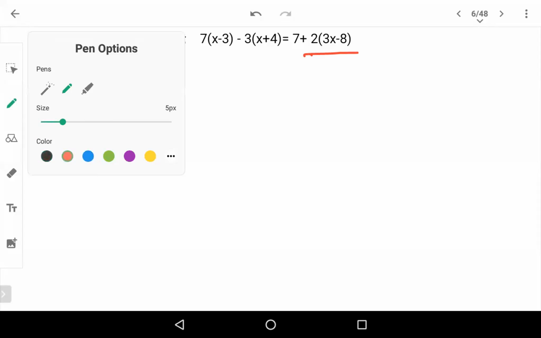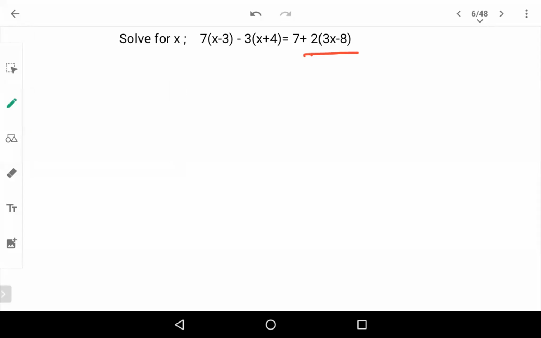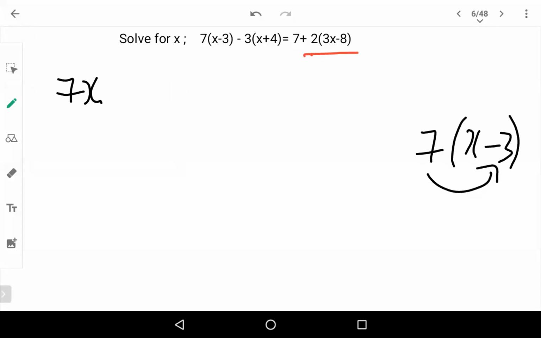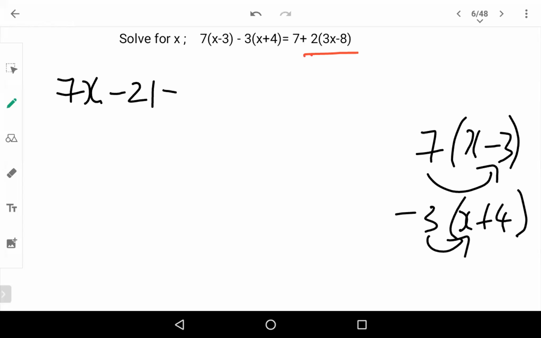So again, you have the same brackets. So 7 into x minus 3. 7 into x is 7x. 7 into minus 3 is 7 3s are 21, so minus 21. So this is your first expression. Now next is minus 3 into x plus 4. So minus 3 into x will give you minus 3x, and minus 3 into 4 will give you minus 12.